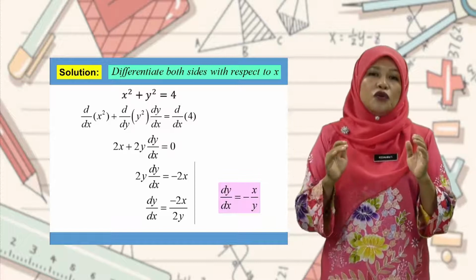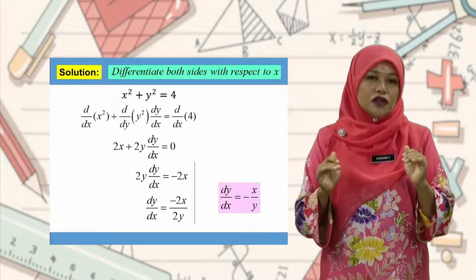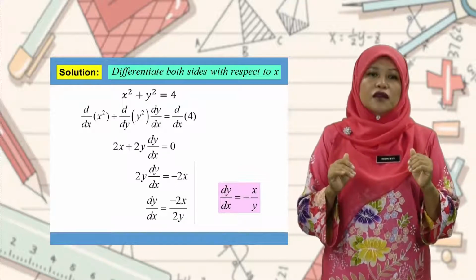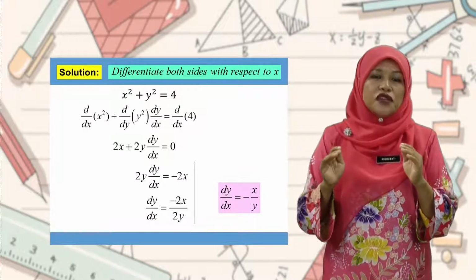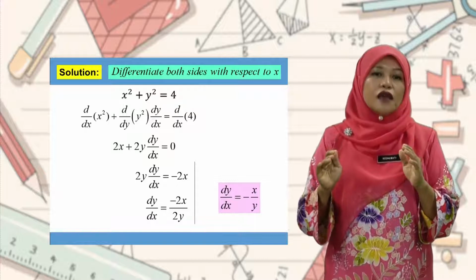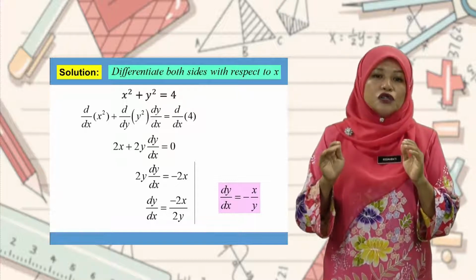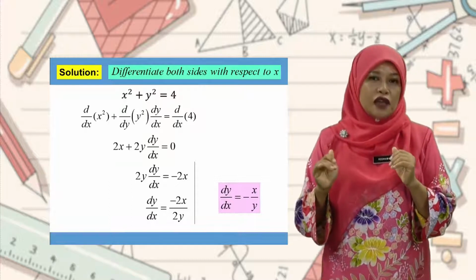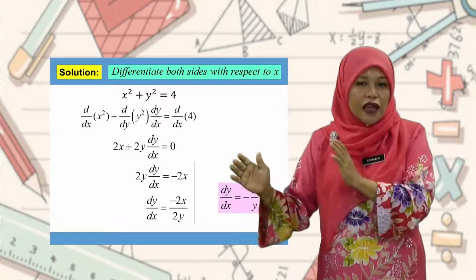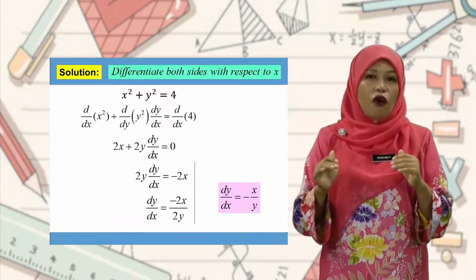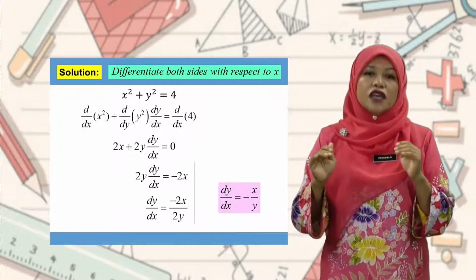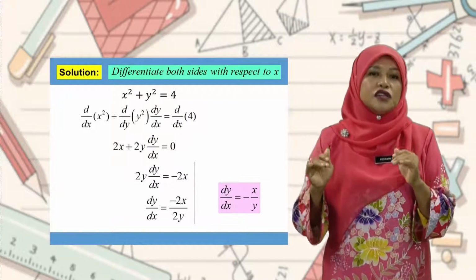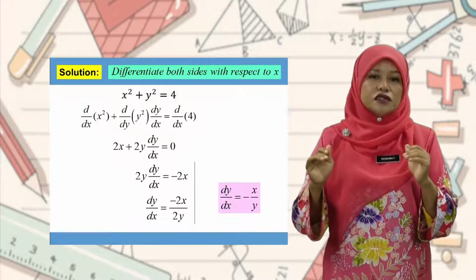When we differentiate the x squared, we will have 2x. Meanwhile, when we differentiate the y squared, we will have 2y. Don't forget to multiply with dy dx. And on the right side, when we differentiate the 4, we will have 0. Do remember the differentiation of a constant will be 0.